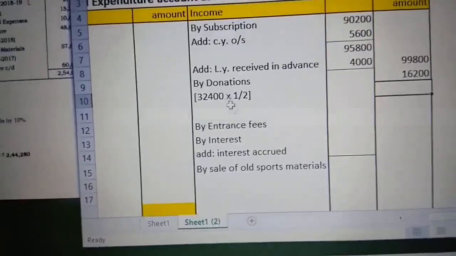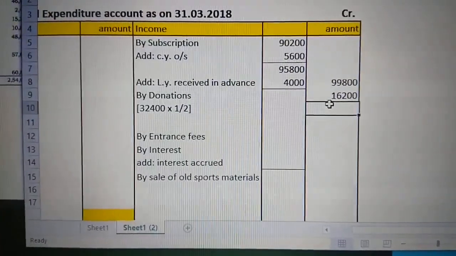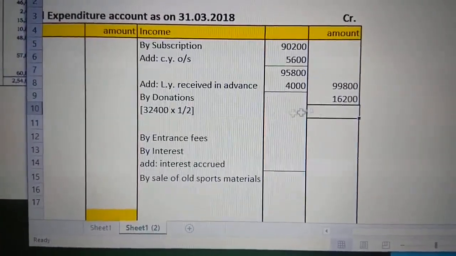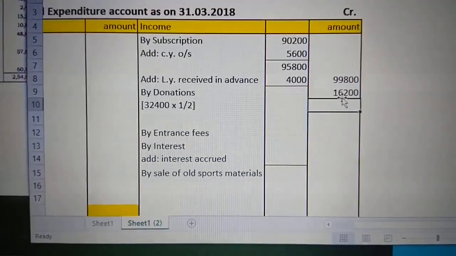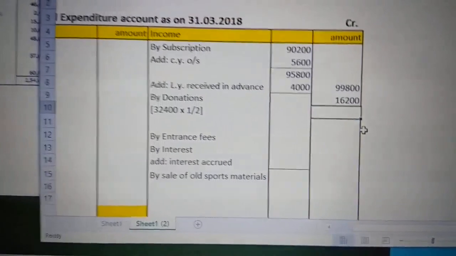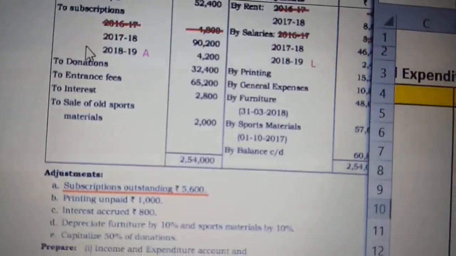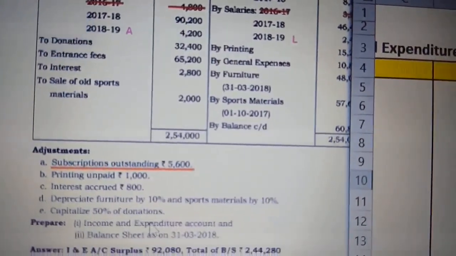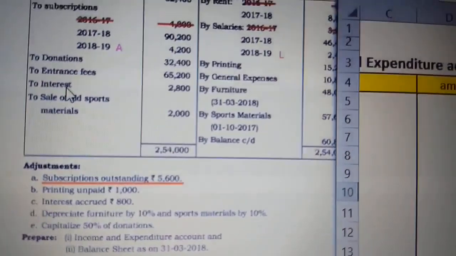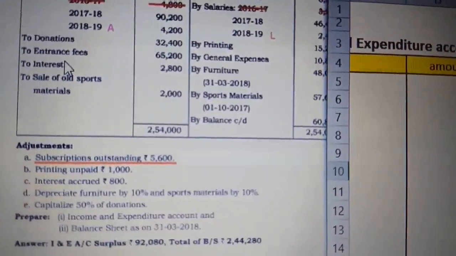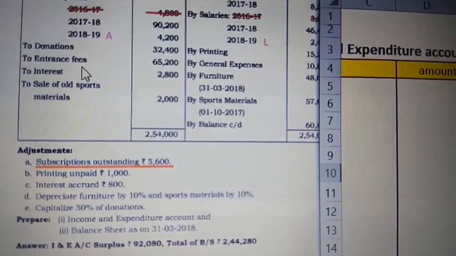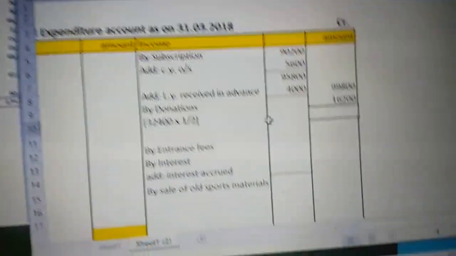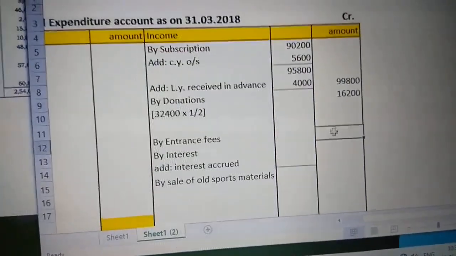So I get 16,200 as a value. Just observe, 32,400, half of that is 16,200. So after donation, entrance fees, they have not given any instruction. I have stated here very clearly at the beginning of the theory introduction part itself, if there is no instruction given in case of entrance fees, assume it is an income. So I'm going to take the value directly.